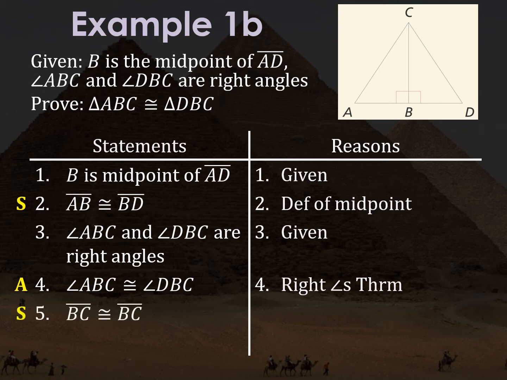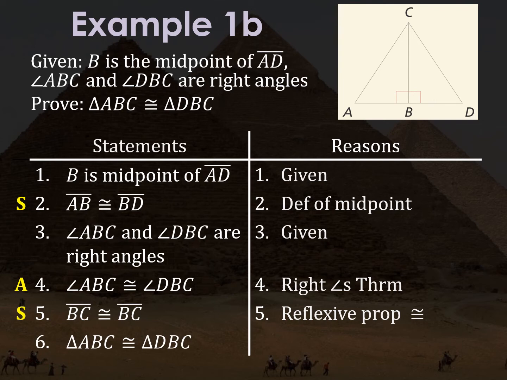And statement 5, BC is congruent to itself. And that is by the reflexive property of congruence. So notice again, we have side, AB is congruent to BD. We have angle, two right angles, angles ABC and DBC. And we have a second side. BC is congruent to itself. And notice that the angles that are congruent are included. They are in between the pairs of congruent sides.